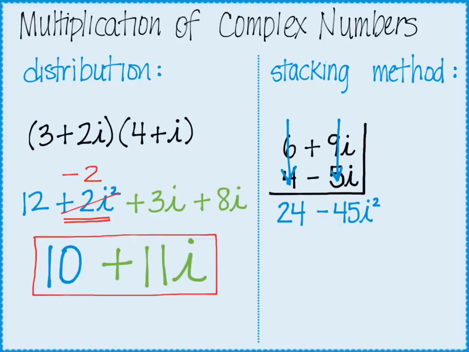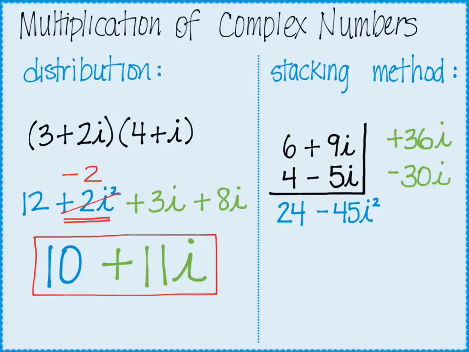And then, after I do the straight down, I'm going to do the diagonal, 4 times 9i, and I'm going to write it over on the left here. 4 times 9i is positive 36i. Make sure you write the sign, positive 36, or negative, whatever it would be. Positive 36i. Then I'm going to do the other diagonal, 6 times negative 5i, and get negative 30i.